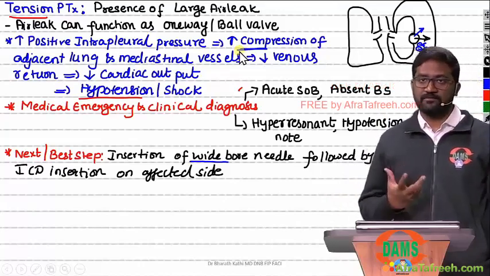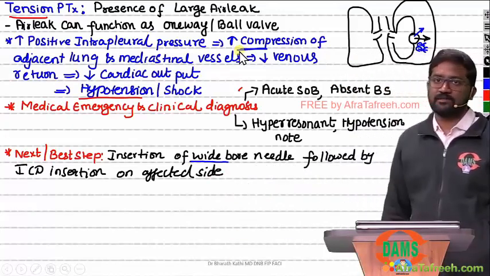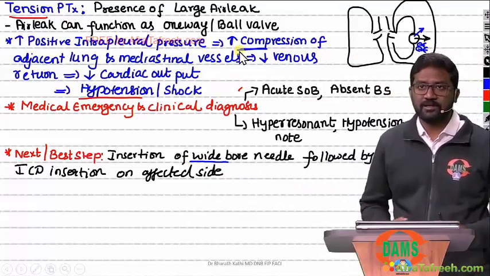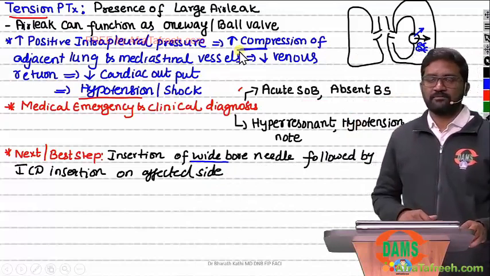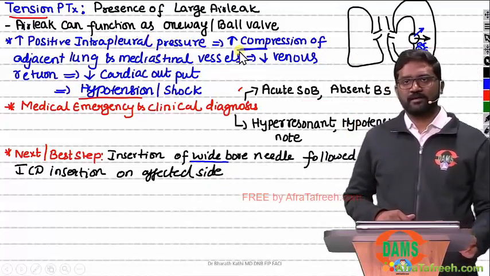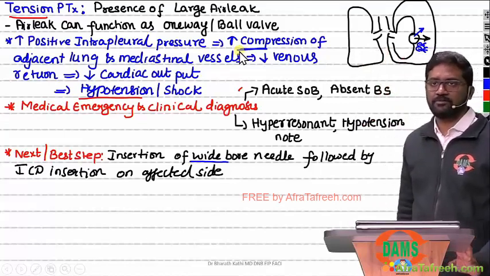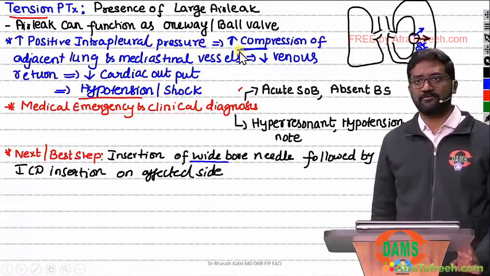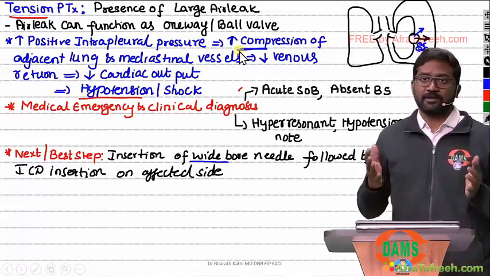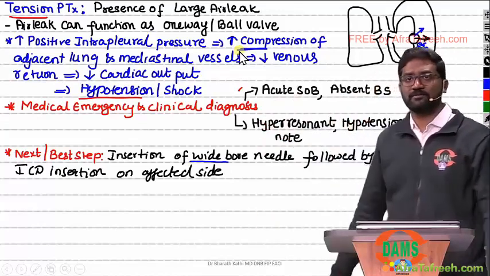Now a few smart students will be asking me this question: sir, ultimately you are putting an ICD, so what is the point of putting a needle first and ICD later? It is simple common sense. Putting a needle will just take 5 seconds. But an ICD is a minor surgery. Even in experienced hands, it will take 5 to 8 minutes. In that 5 to 8 minutes, the patient is not going to survive because of this tension pneumothorax.